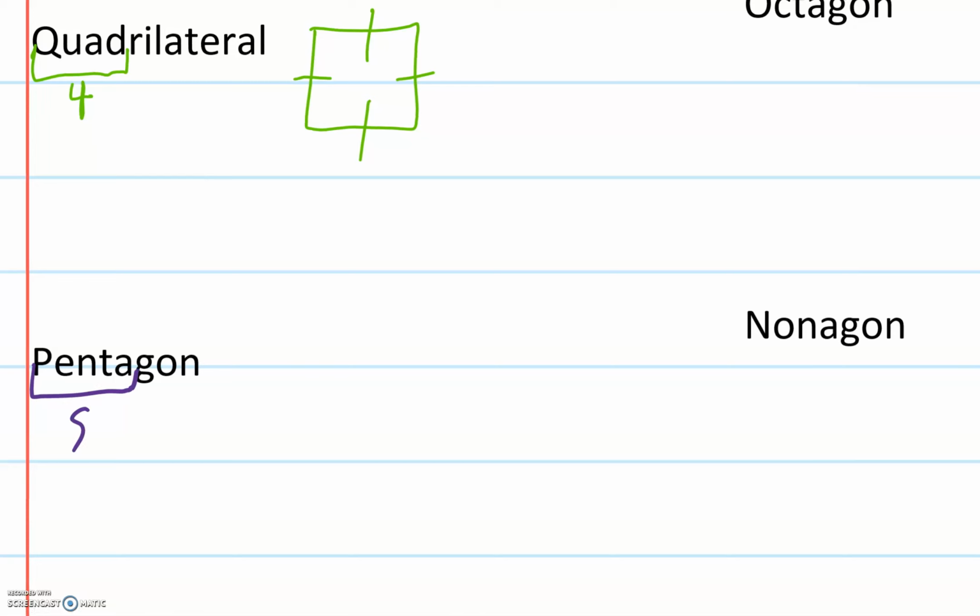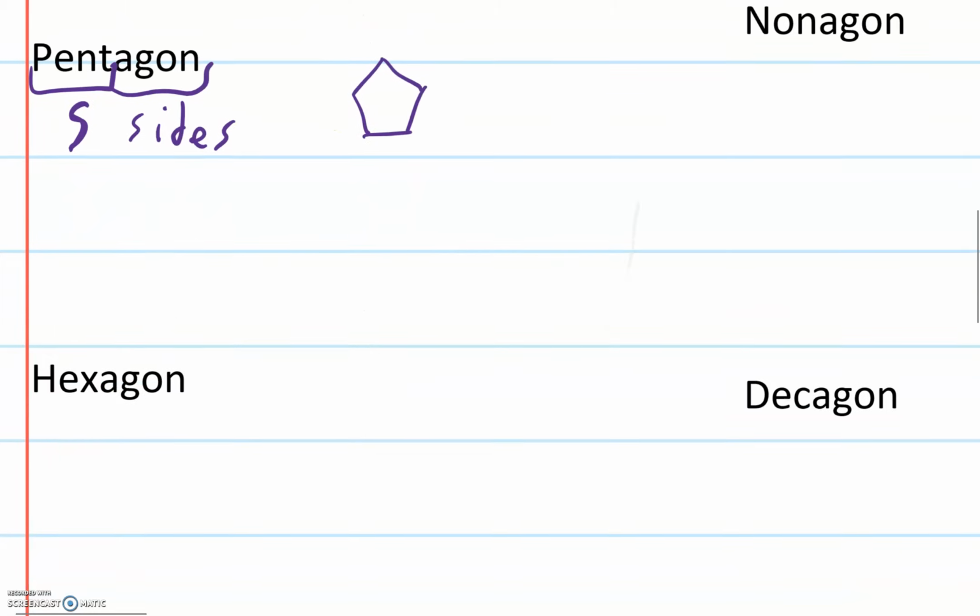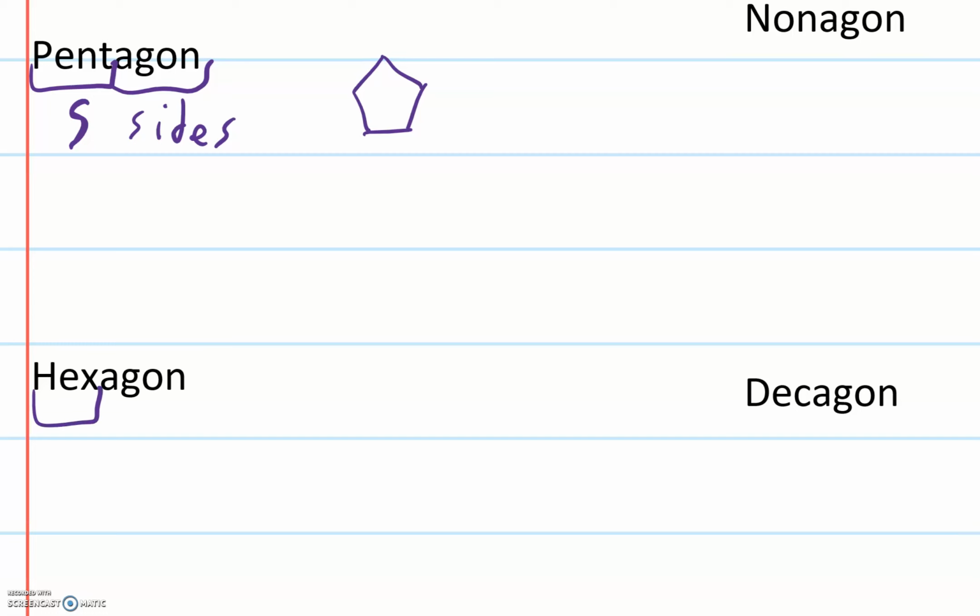So penta means 5, or actually, not penta, pent means 5. Agon, you can think about it as sides. So 1, 2, 3, 4, 5 sides. Hexa, or hex, means 6. Agon means sides. So we have 1, 2, 3, 4, 5, 6 sides.